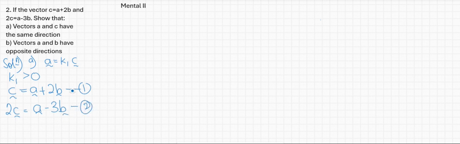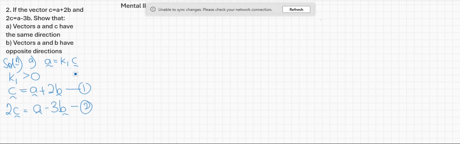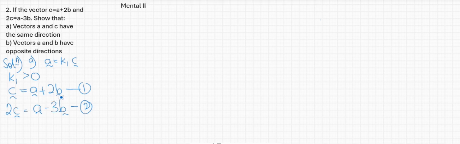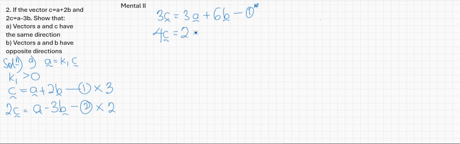Now, if we take these as two simultaneous equations, we can solve by elimination to make a the subject of c. If we want to solve by elimination, that means that we are going to eliminate the variable b. What do we do to eliminate the variable b? If we multiply equation 1 by 3 and equation 2 by 2, we are going to have 3c is equal to 3a plus 6b. Let's call this 1 star. And then multiplying equation 2 by 2, we have 4c is equal to 2a minus 6b. Let's call this 2 star.